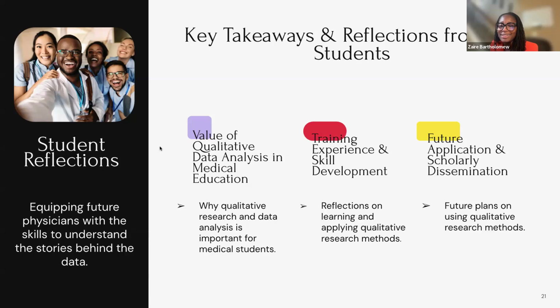Thank you so much, Kayla, Eliza, and Janine, for your reflections and your takeaways, as well as being a part of the qualitative data analysis training and just being a part of the team in general.